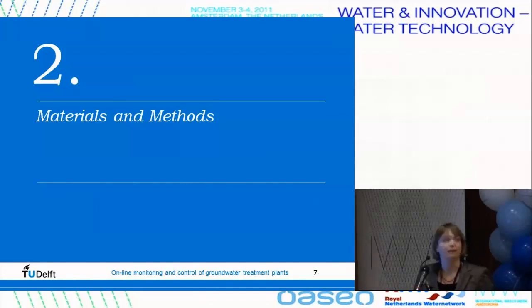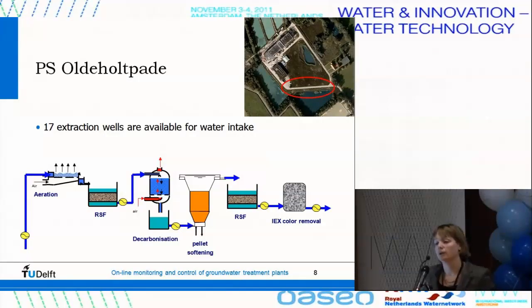So where have we done this? We did this research at pumping station Old Bade. This is situated in the Netherlands. This is one of the pumping stations of Vitens, and it's in the northern part of the Netherlands. It's a groundwater treatment plant where water is abstracted, aerated, rapid sand filtration is taking place, pellet softening, again rapid sand filtration and ion exchange removal. But during this talk I will mainly focus on the 17 abstraction wells that are present at the site.